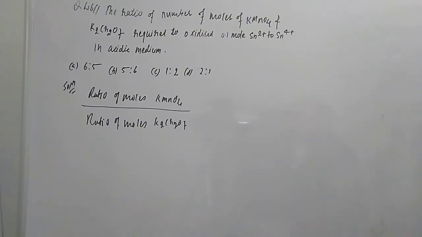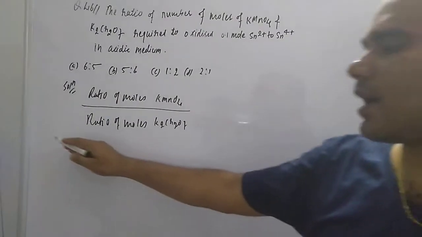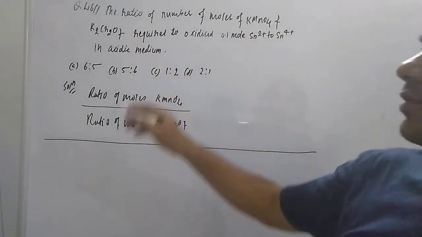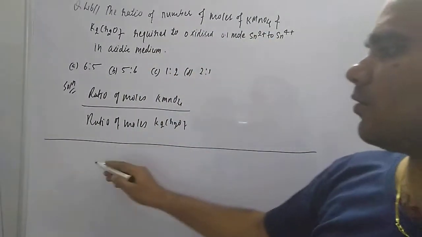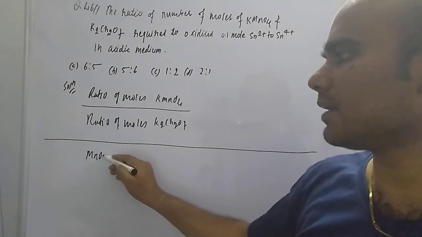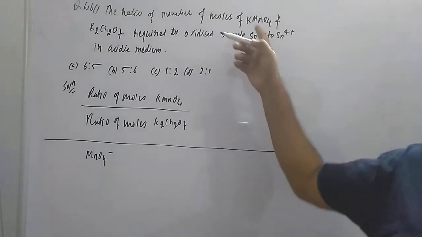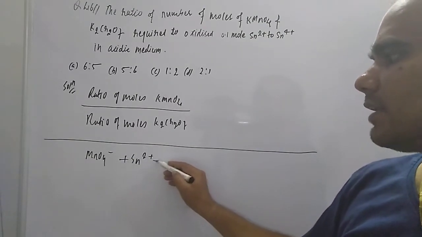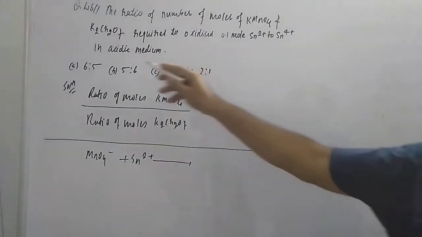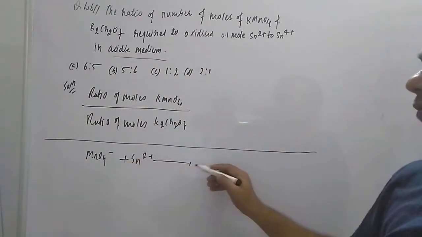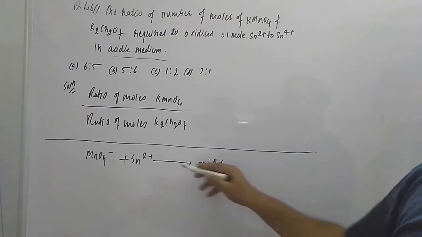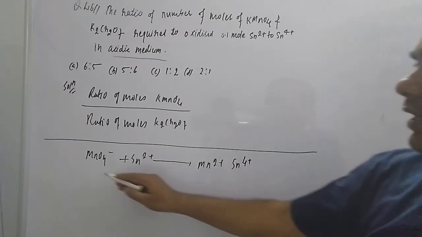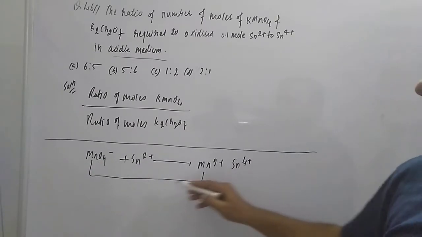So how can we do the balancing of the equation? We have already done it, student, so I am doing it the very short way, because you already know how to balance a chemical reaction. The first one is KMnO4, so I am writing it in ionic form as MnO4 minus; K I have removed, so the minus charge came. And here is Sn2+, in acidic medium. In acidic medium, MnO4 minus converts into Mn2+, and Sn2+ to Sn4+ is already given.